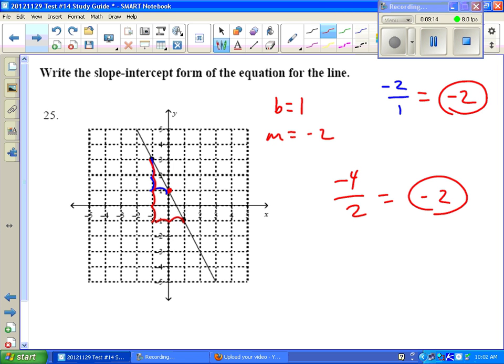So if you have b's value at 1 and m's value at -2, y equals mx plus b. You leave y, equals, and you leave x, and you plug in m, which is -2, and you plug in b, which is +1.